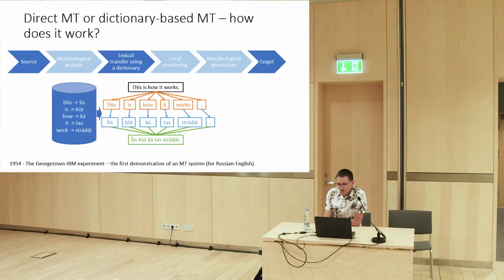So this is an example of how a dictionary-based machine translation system would work. You have the source sentence. You would sometimes perform morphological analysis, but not necessarily. You would use a dictionary to transfer or translate each word separately. And you might use some reordering rules, which for dictionary-based or direct translation-based systems are usually pretty simple. And sometimes you would try to generate morphology, but also not necessarily.